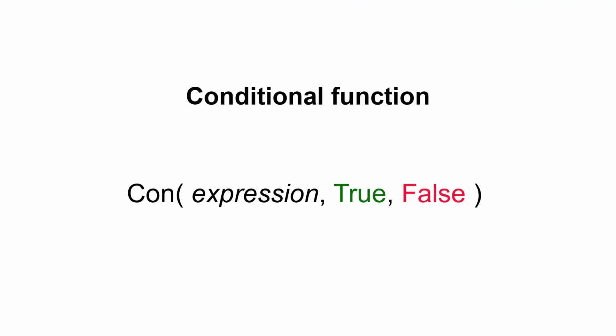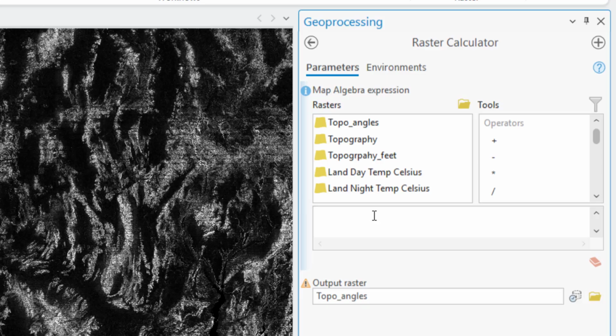Another thing we can do with functions is we can do conditional logic in the calculator. And we have a function Con for conditional, and it performs a conditional if-else evaluation. So if a condition is true, do this. If not, do something else. So let's see an example of that.